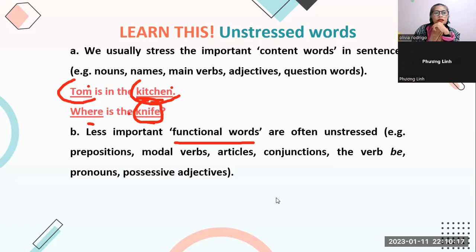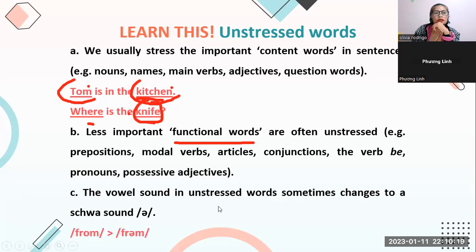Okay, so we have here the vowel sound in an unstressed word sometimes changes to the schwa sound. You read this one as from, but in this one it becomes the schwa sound. It's from, from.